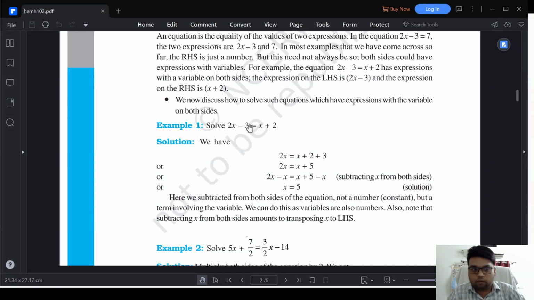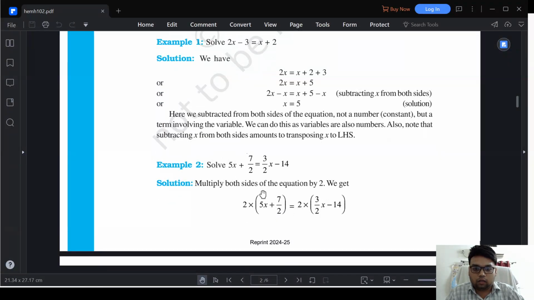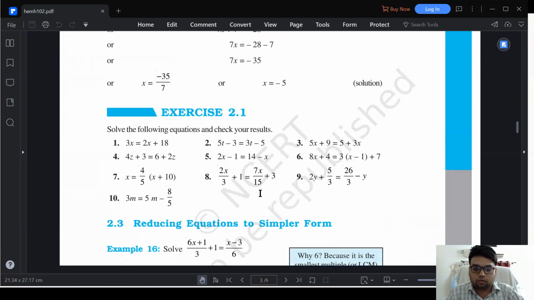Just like when we see example number 1, 2x minus 3 is equal to x plus 2. Here, we transfer the minus 3 to the right hand side and x to the left hand side. The variable goes in one direction and the constant in the other direction, and finally we get the result as 5. Similarly, many examples were given.